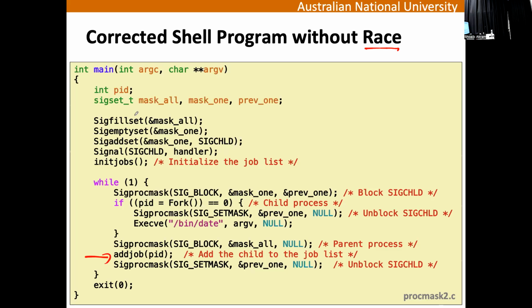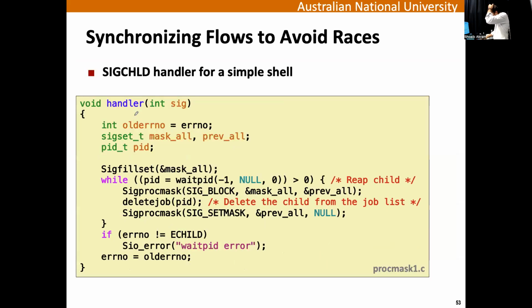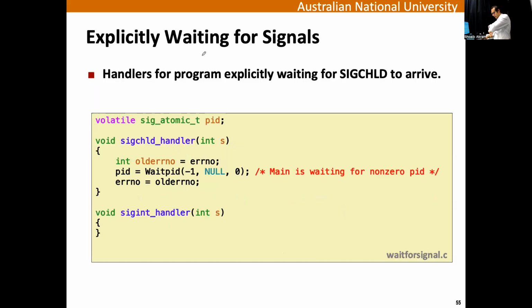And we have to make sure with what we did that add job happens before delete job. So this is called synchronizing flows to avoid races. We have two concurrent flows, and we are synchronizing them so the correct thing actually happens. Okay, let's look at the final thing with signals. Another example.